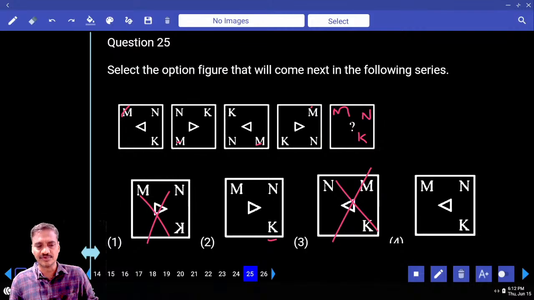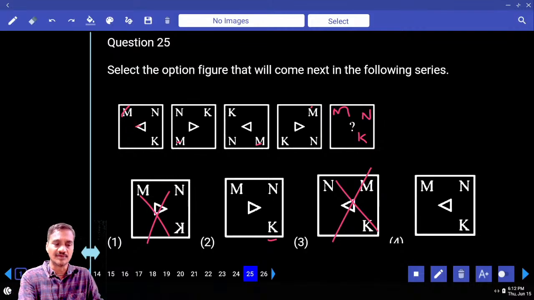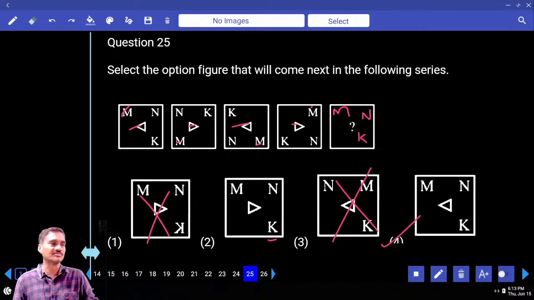Out of which now we need to find out the triangle. Left hand side, right, left, right, left. Left, that is the choice for question number 25. Done? Now this is about paper number 65 CGL Tier 1.